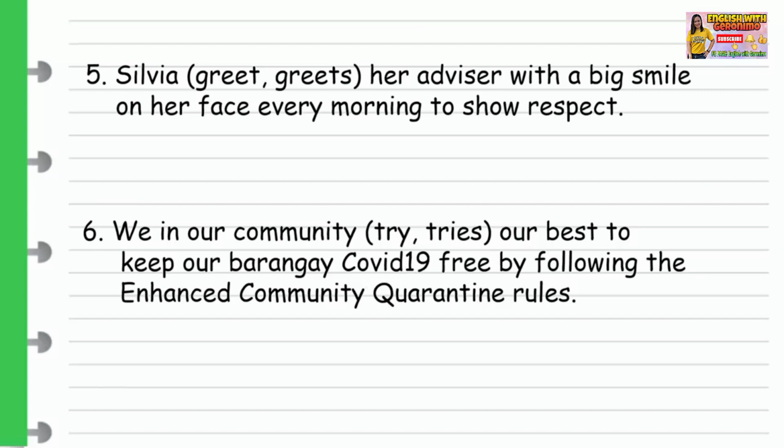The simple present tense of verb in number 5 is greets. There is an S at the end of the verb because the subject is singular or only one, Sylvia. The simple present tense of verb in number 6 is try because the subject in the sentence is plural or more than one, we in our community.